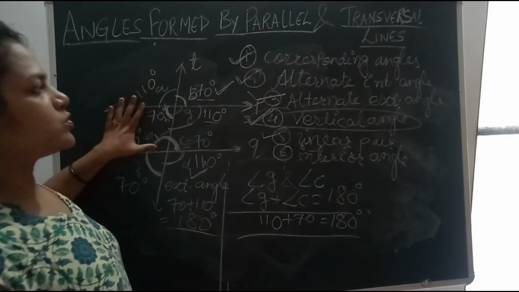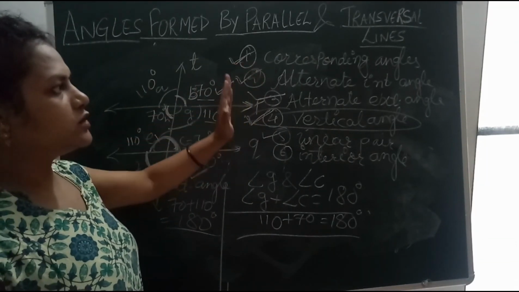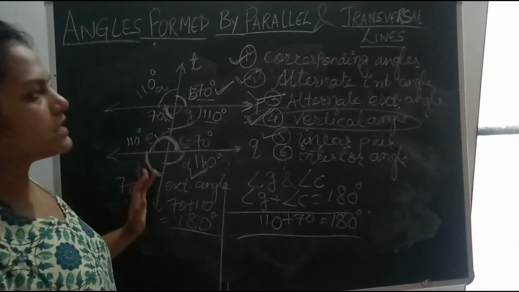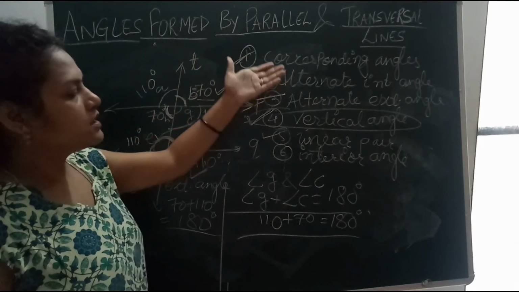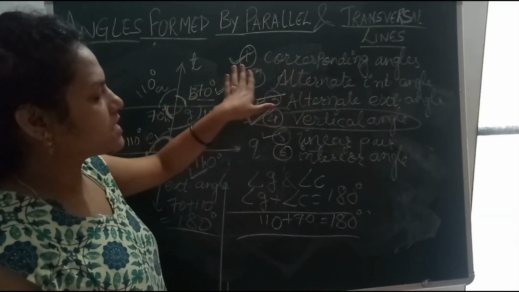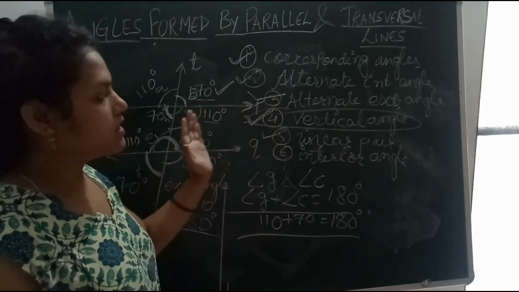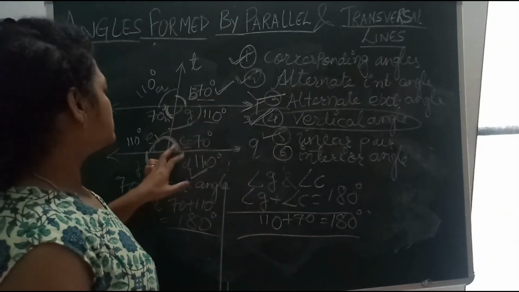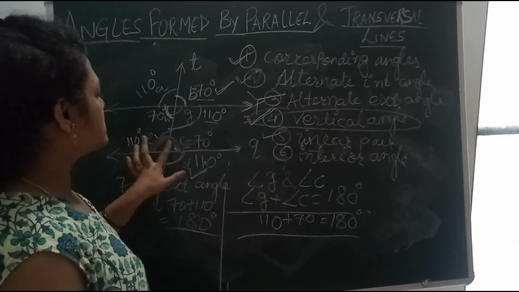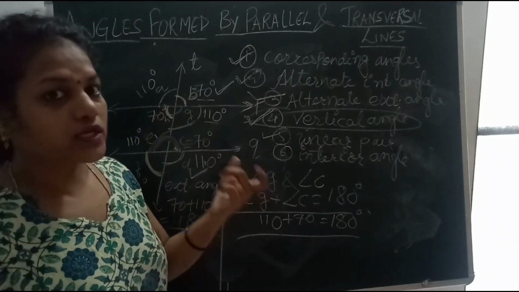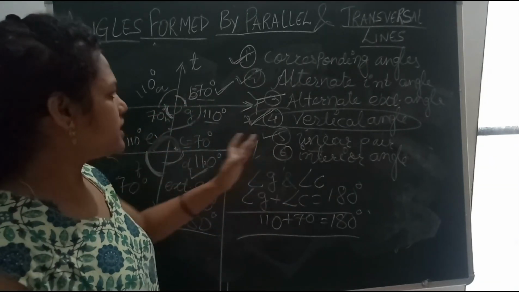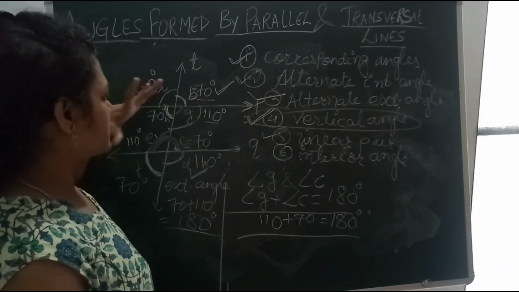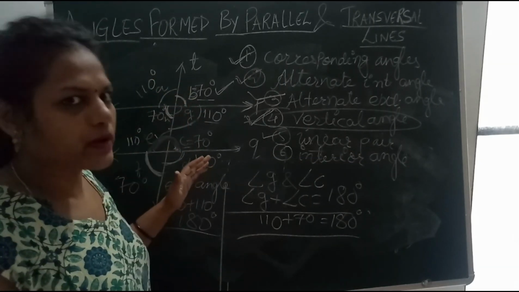So friends, in this way you can learn the different angles formed with the help of two parallel lines and one transversal. What I told here: different angles, that is corresponding angles, alternate interior angle, alternate exterior angle, vertical angles, linear pair also, how this linear pair can be formed with the help of these two angles. When you add these two, you should get 180. Interior angle means between these two parallel lines, again exterior angle means outside of these two parallel lines.